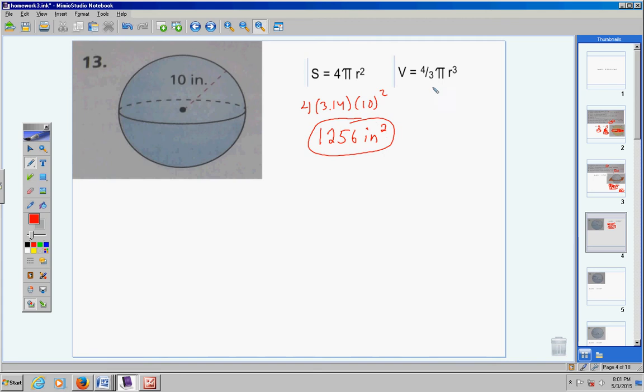Now let's find the volume of the sphere. We have 4/3 times 3.14 times the radius, which is 10 to the 3rd power. So here we go: 4/3 times 3.14 times 10 to the 3rd power. And I'm getting 4,000.